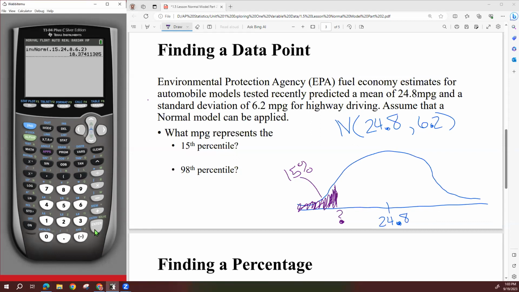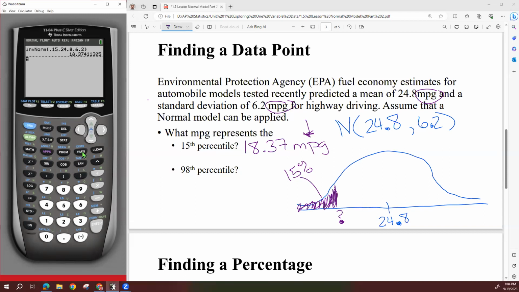And it's going to tell me that if I do have this distribution, this normal distribution of values where the mean is 24.8 and the standard deviation is 6.2, that 15% of the data points will be to the left of this value of 18.37 miles per gallon, and I'll do 2 decimal places. So here we've taken a percentage and found a data point, and we'll give it the appropriate units based on the units we have in our scenario.